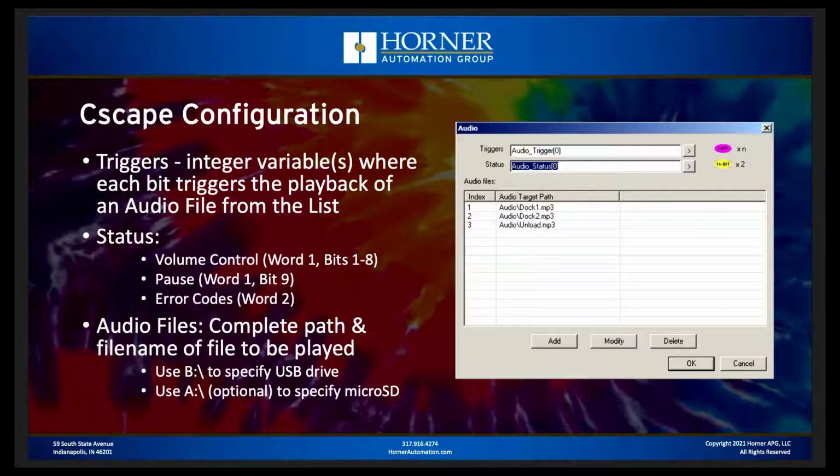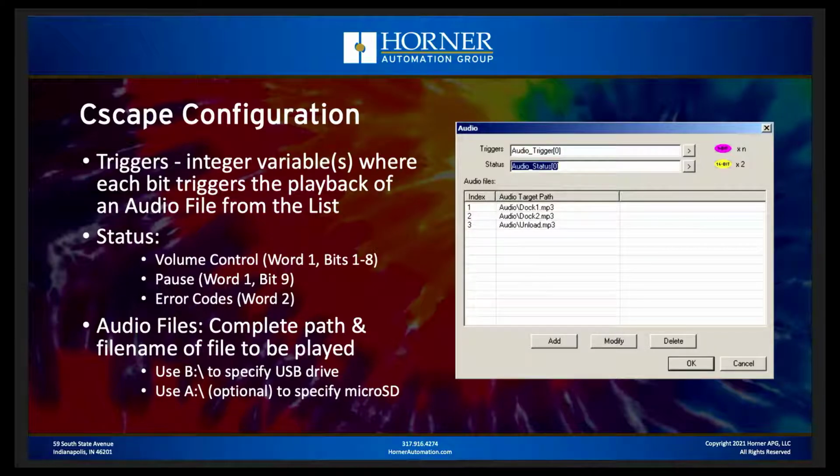Now that next bit, the 9th bit of that first status word, that's actually a pause control. So when that bit is turned on either by the screen or the logic, it's going to pause playback if it's currently going on. Okay, and then it can be toggled back so that playback can resume. So that's the 9th bit. And then that second status word, that's where you can find a whole series of error codes in case you have a problem and something's not going right with your attempt at audio playback.